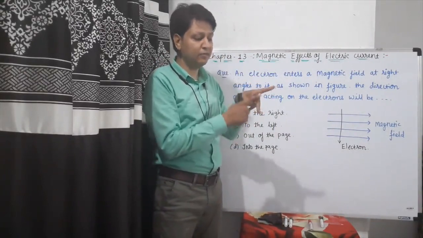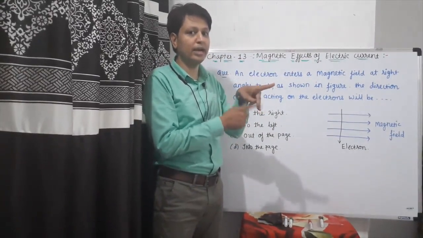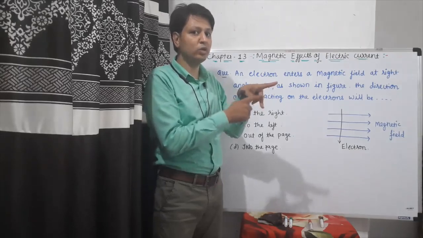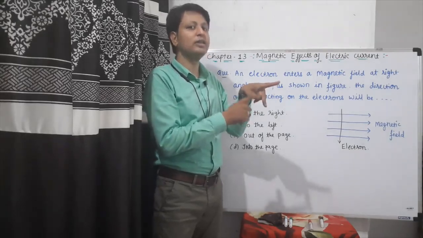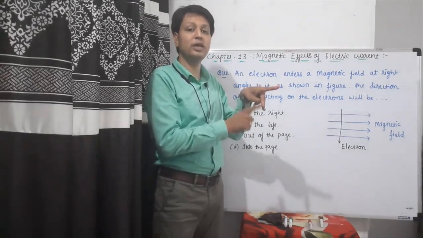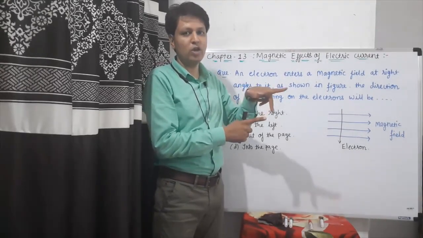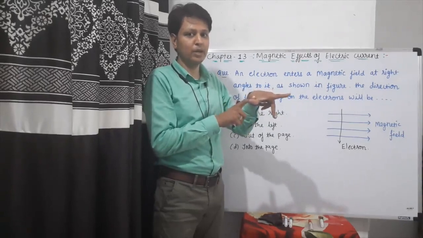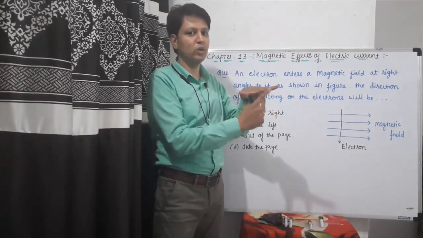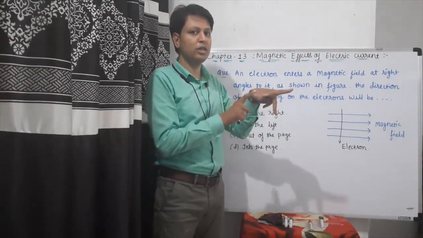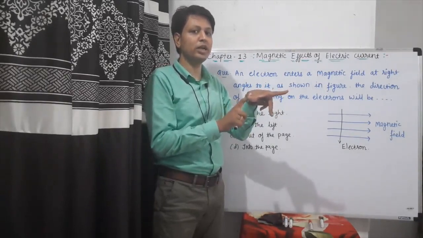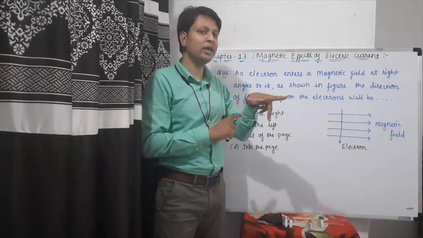The second finger you have to open at a 90-degree angle with respect to the first finger. That means the second finger is representing the direction of electric current, and when you open the thumb, it is also perpendicular to both the fingers. This thumb is representing the direction of force, or let us say motion.